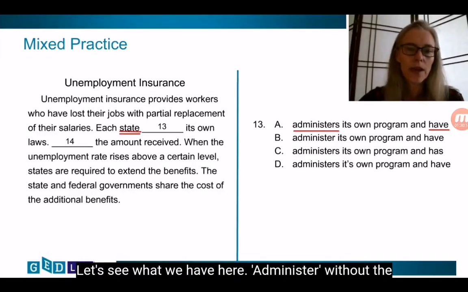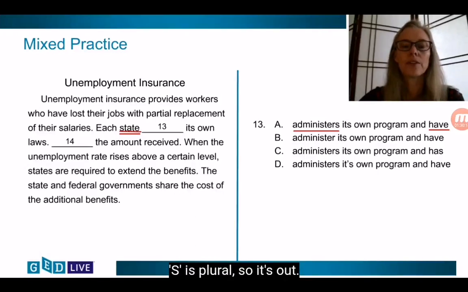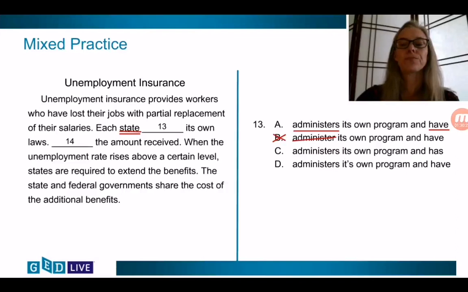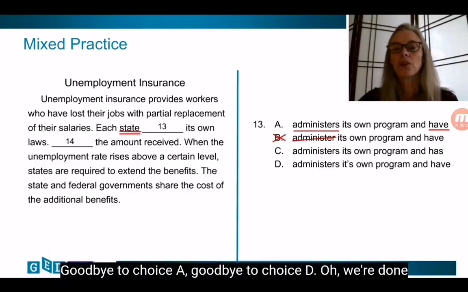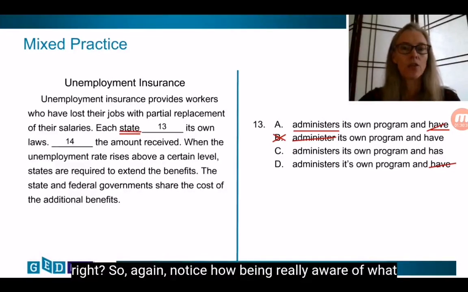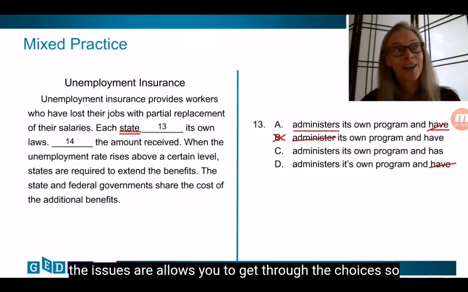Administer without the S is plural, so it's out. Goodbye to answer choice B. Have is also plural. Goodbye to choice A, goodbye to choice D. Oh, we're done. Right? So again, notice how being really aware of what the issues are allows you to get through the choices so quickly.